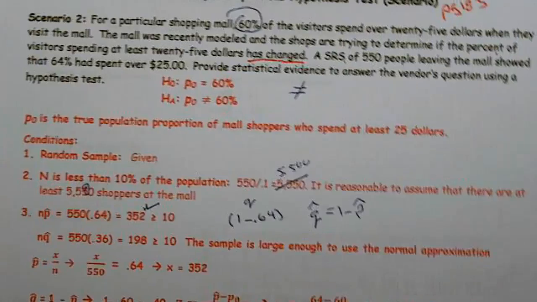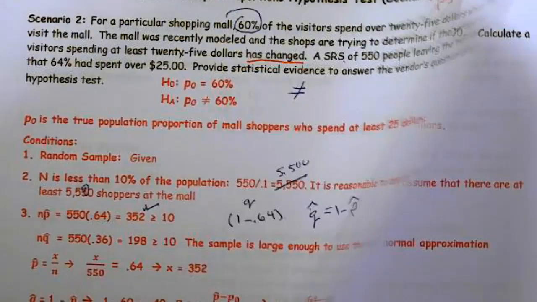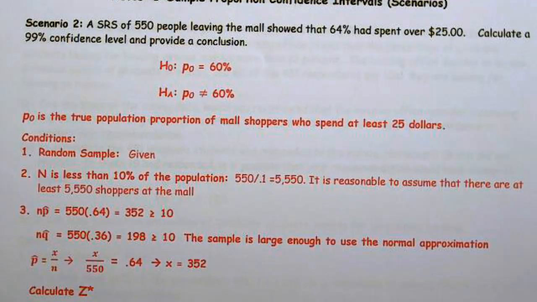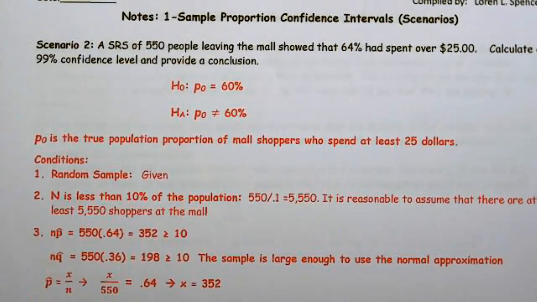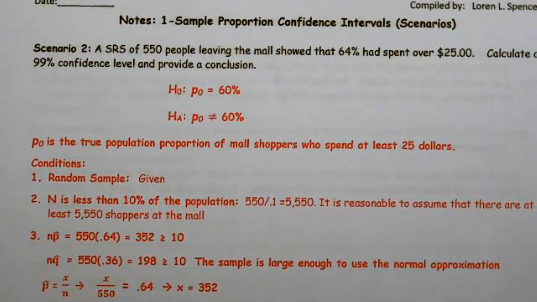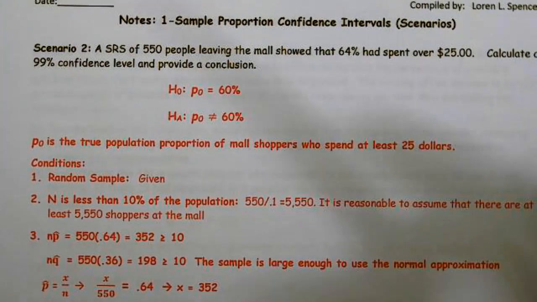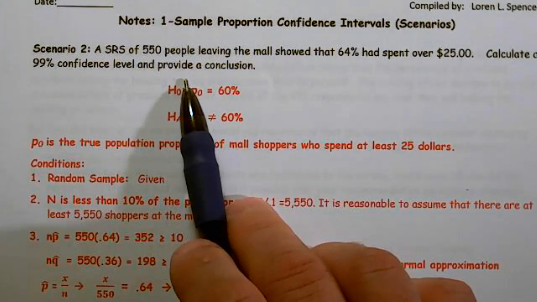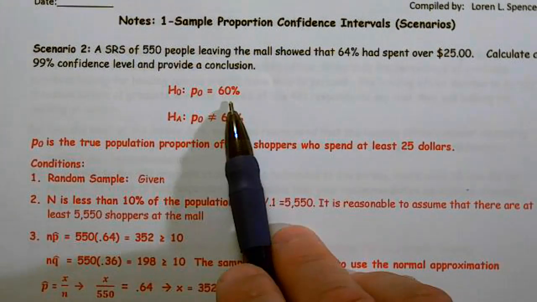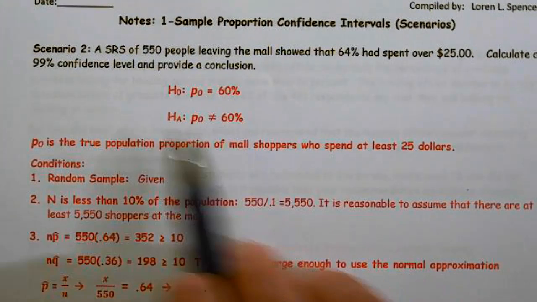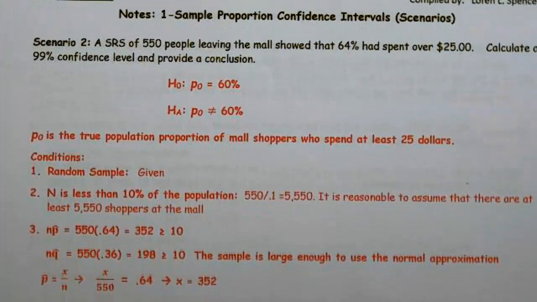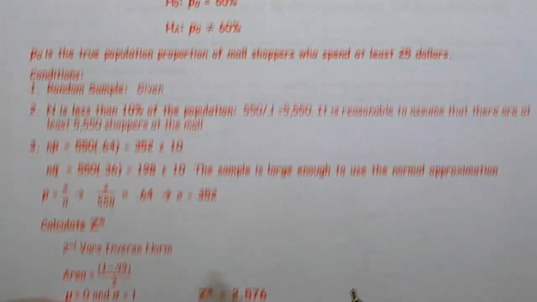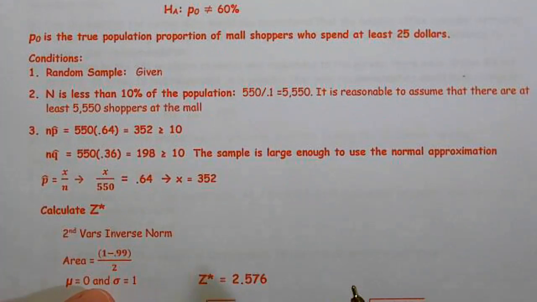All right, we're going to go ahead and, on the same video, do the confidence interval. It says the simple random sample of 550 people leaving the mall showed that 64% had spent over $25. Calculate a 99% confidence level and provide a conclusion. I just brought this over from the original page because originally they were spending 60%, and now I want to know, at 99%, how much is being spent.